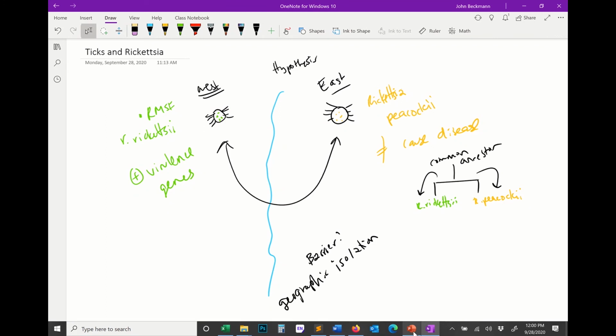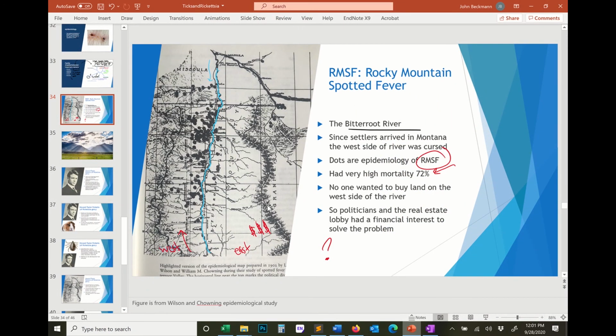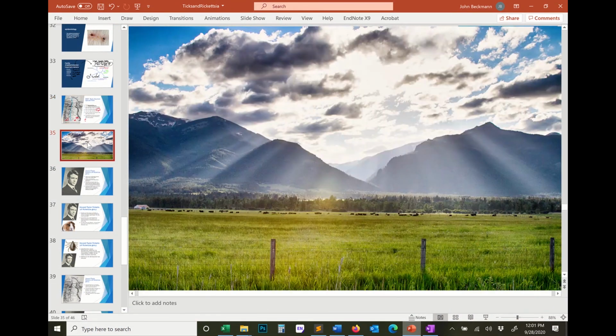And there's active research on this. If all the ticks on this side are 100% infected with peacockii, there's a theory that peacockii infection will exclude the infection of Rickettsia rickettsii. So even if you release some ticks in here, because all the ticks are infected with this, they would compete for the same niche. So there's an exclusion hypothesis. That's the current theory of why in these old-time epidemiological maps you only found cases of this disease on the west side of the river.